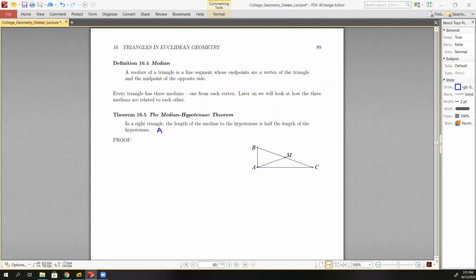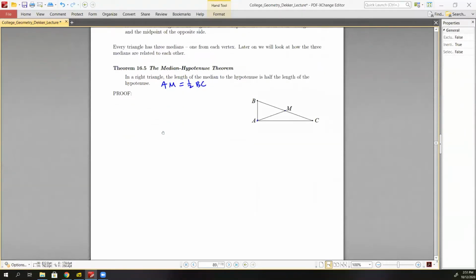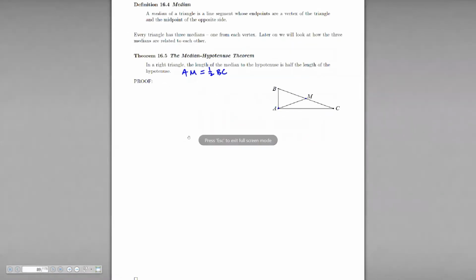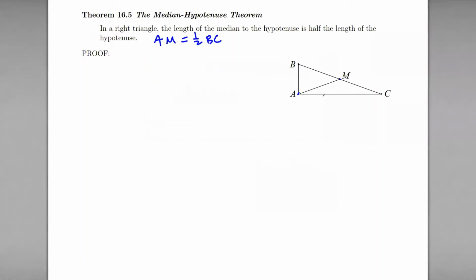So AM is equal to 1/2 of BC, according to this diagram. All right, we want to look at the proof of this theorem. This is a little bit longer proof, so this will be the majority of our video. Let's start off with the things that we're given. M is the midpoint of line BC. We also know that we're working with a right triangle, so the measure of angle BAC is equal to 90 degrees. These are given.